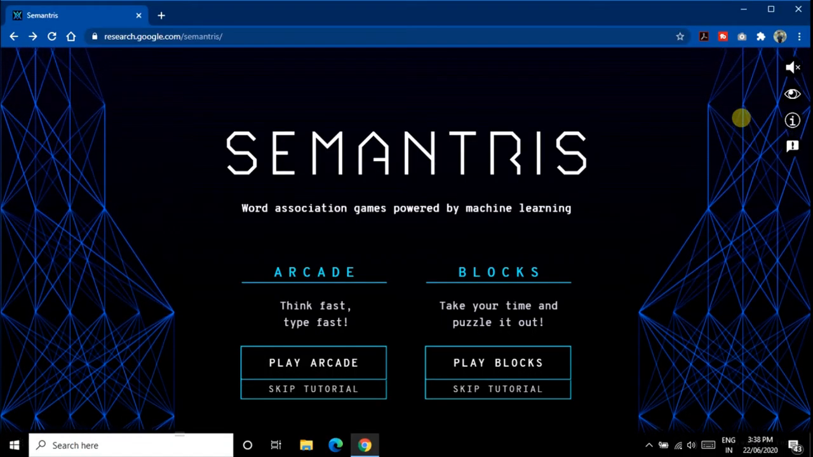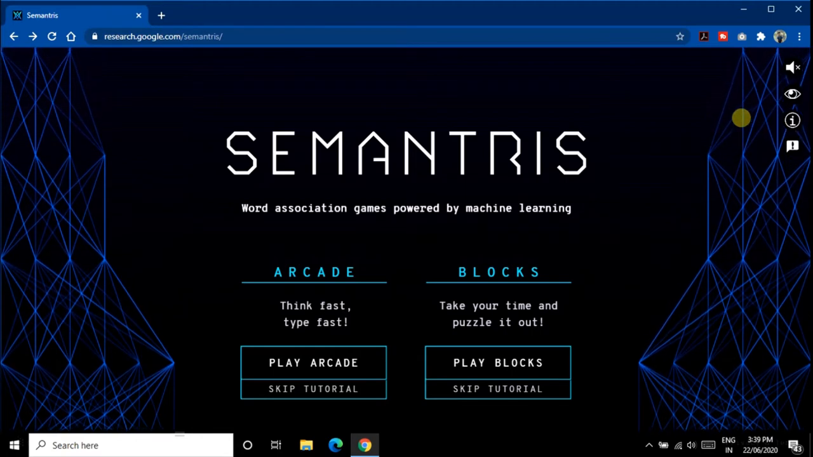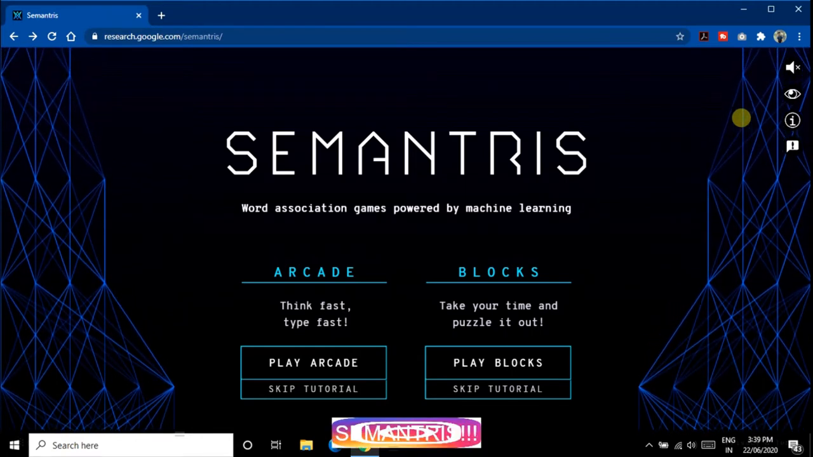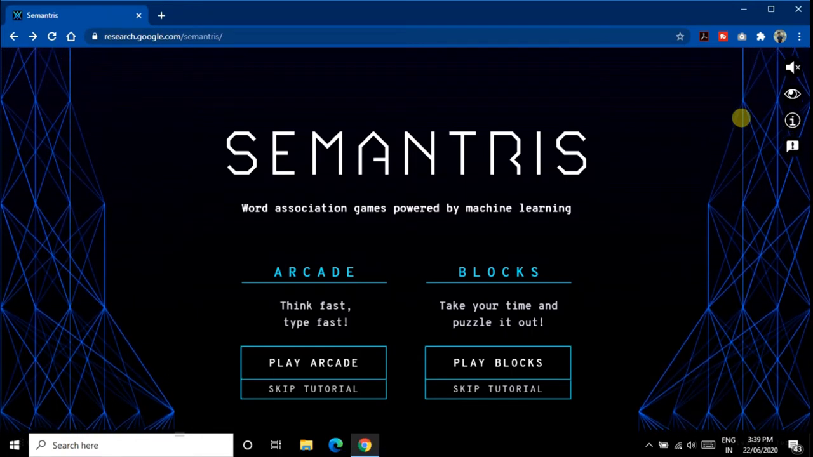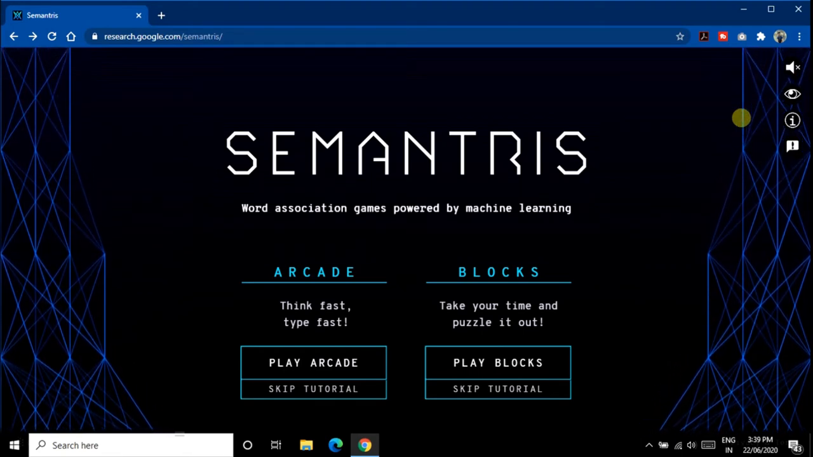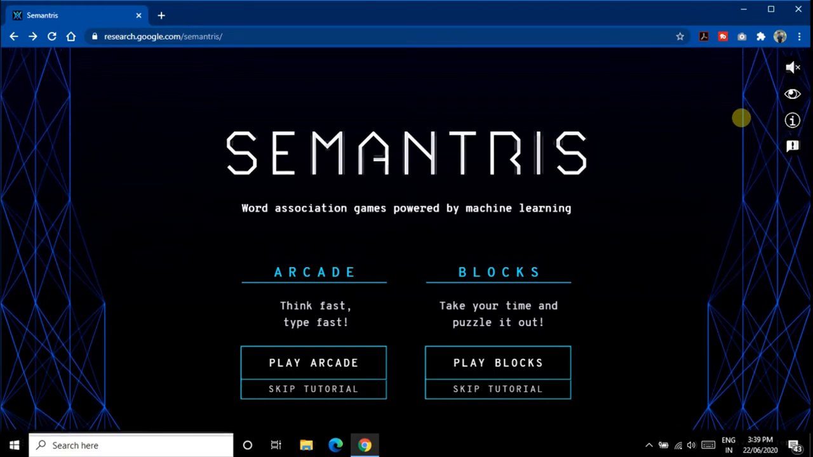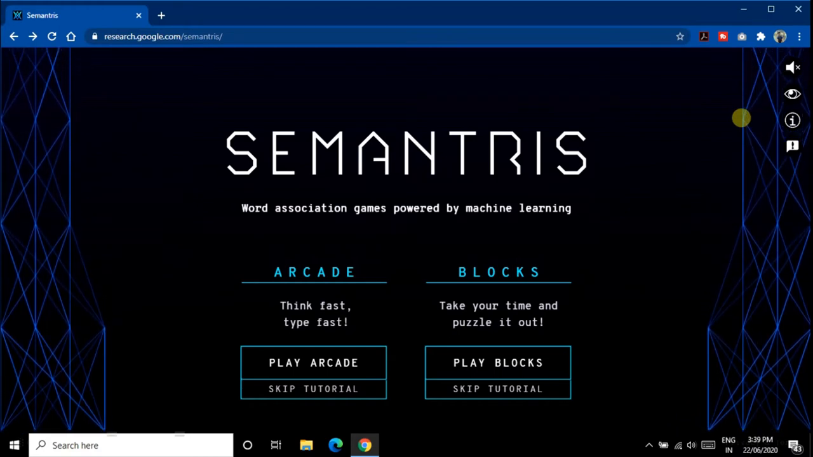So now, we will talk about this wonderful game called Semantris. Semantris is a word association game that is powered by machine learning. That's correct, machine learning, and a technique called natural language processing.